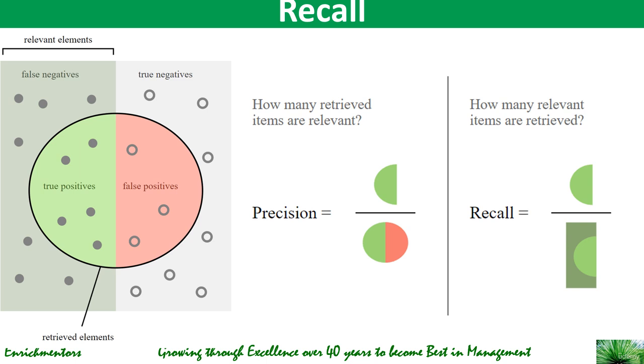Now, it doesn't need to be accurate. The recall is how many relevant items were retrieved. If your universe consisted of false negatives and true positives, then the percentage of your true positives divided by the total of true positives and false negatives is your recall. So what percentage of the right items were you able to get is what recall is all about.